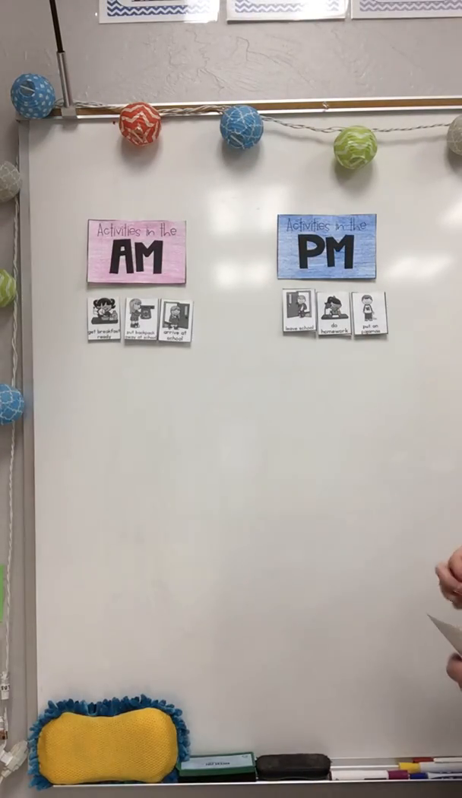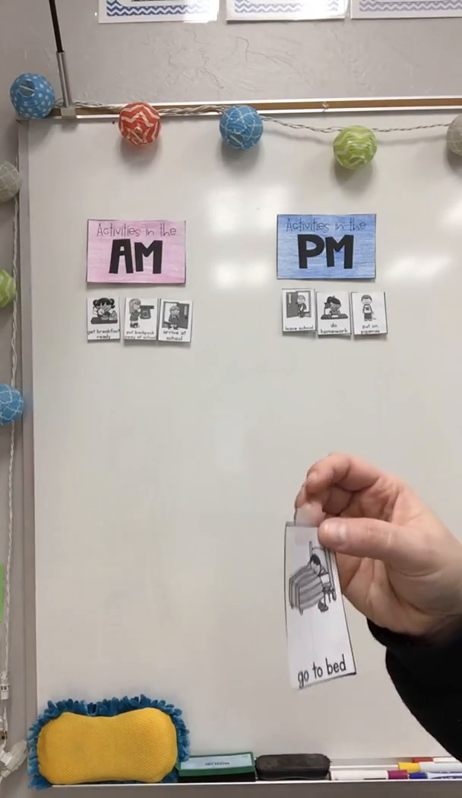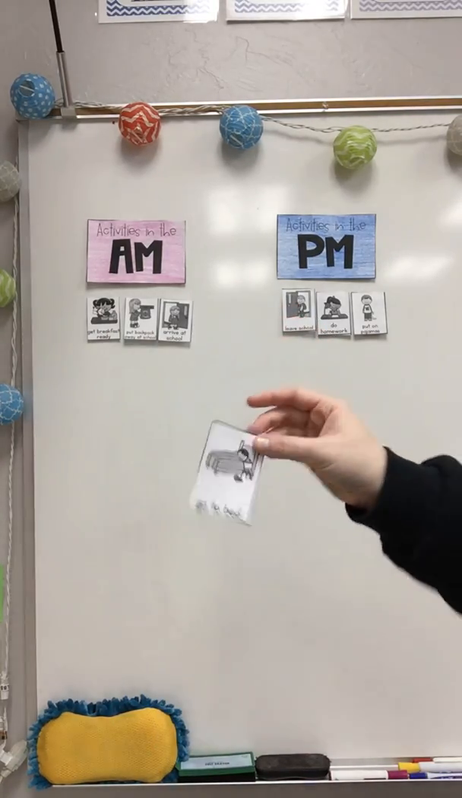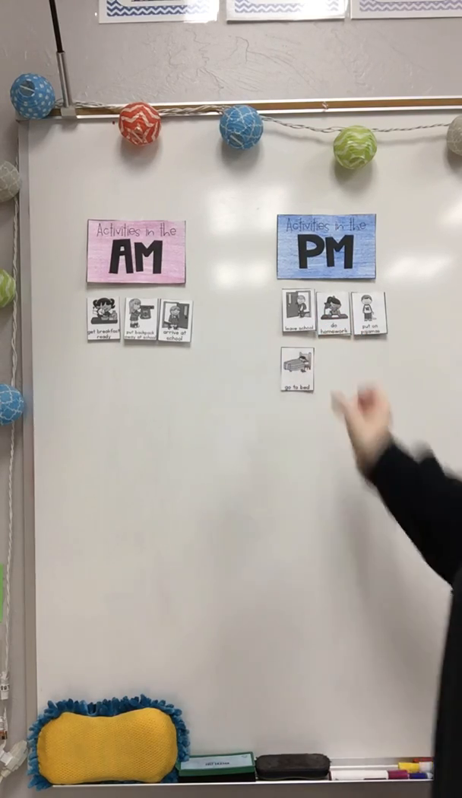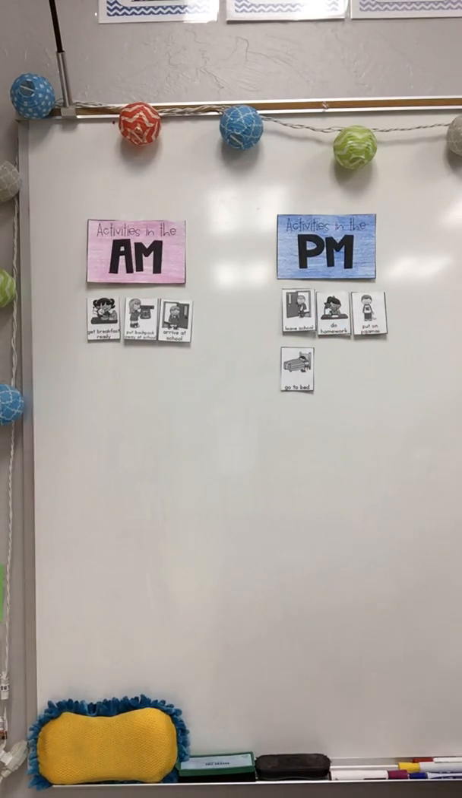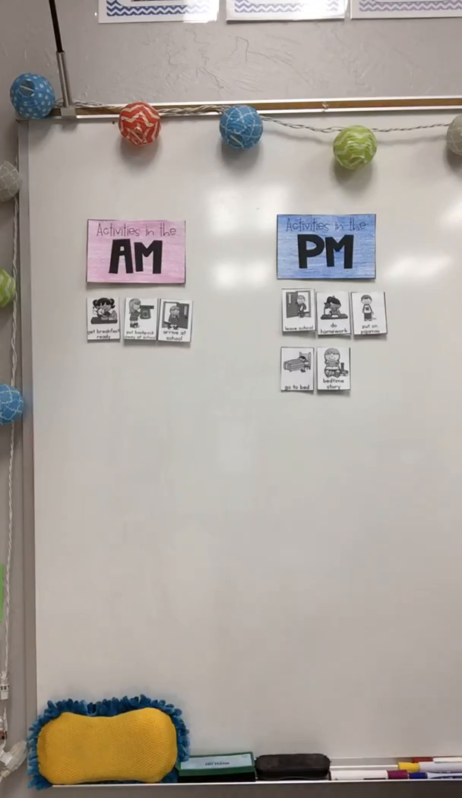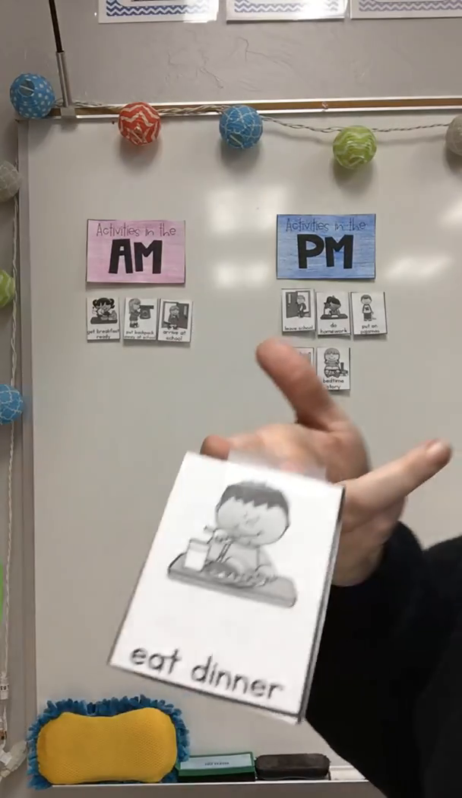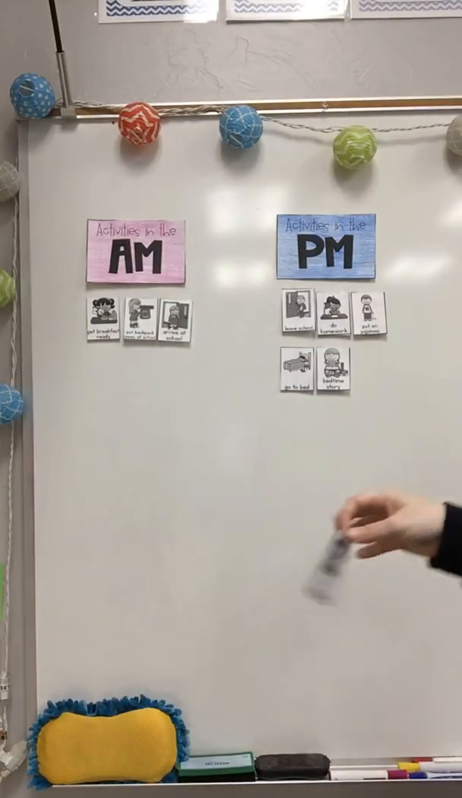What about when we go to bed? We've been at school all day. It's past noon, so it turns to p.m. and we go to bed when it's p.m. Bedtime story is also right before you go to bed, so that would be p.m. Eat dinner. You eat dinner after school, so that would be p.m.